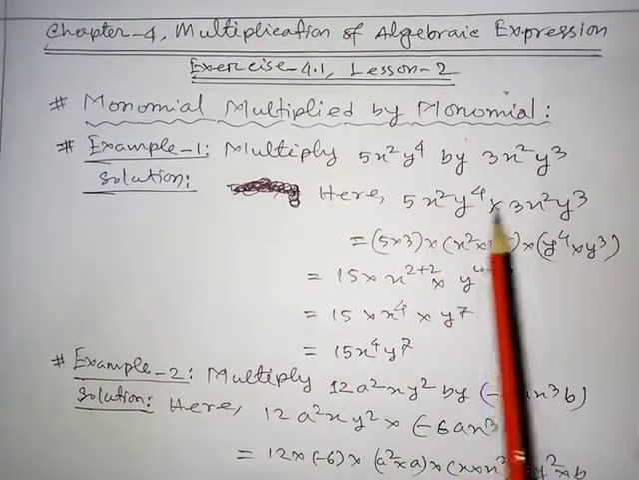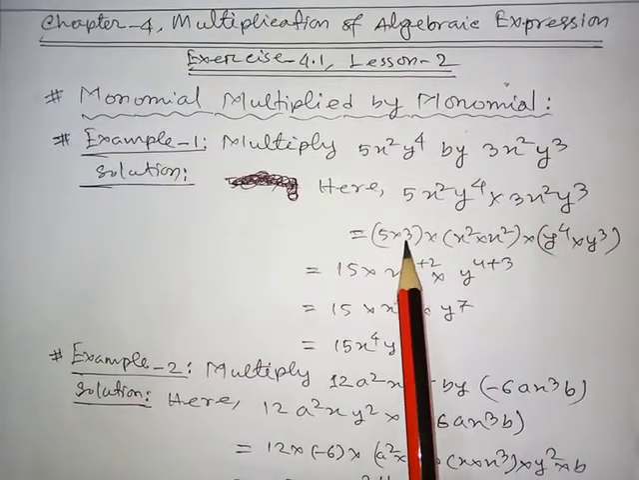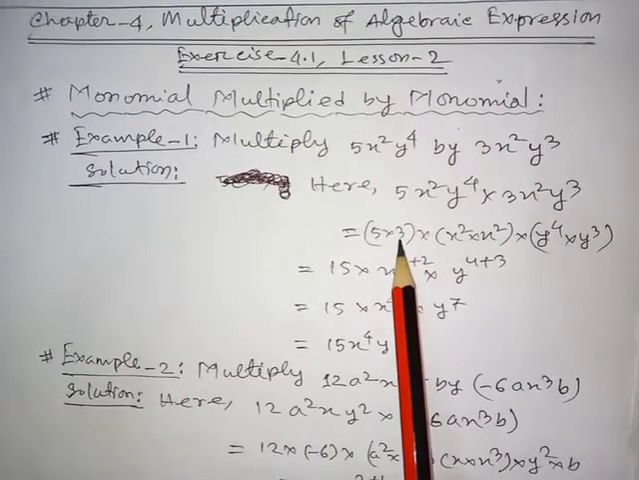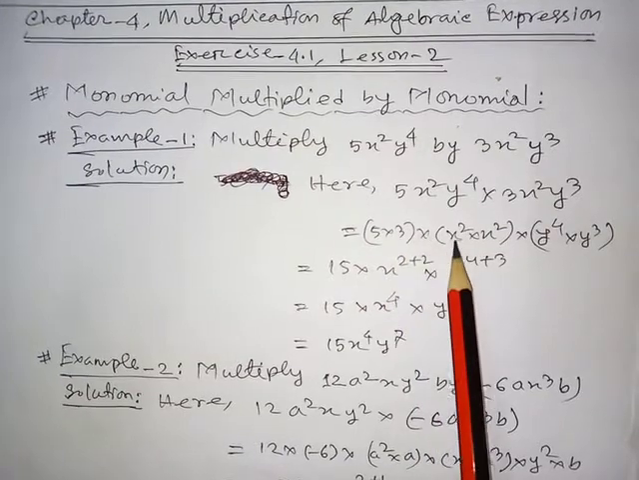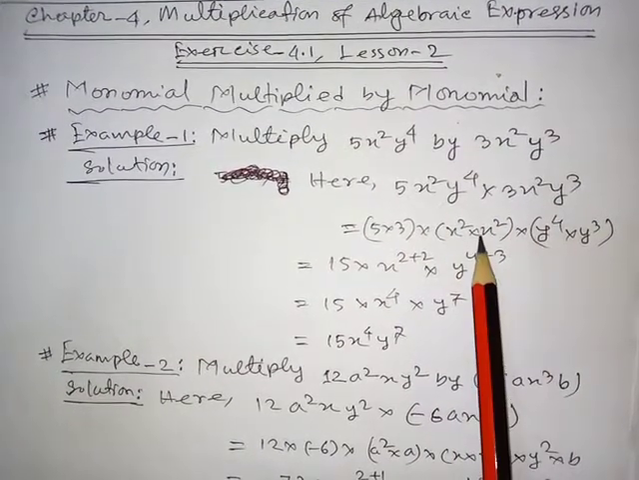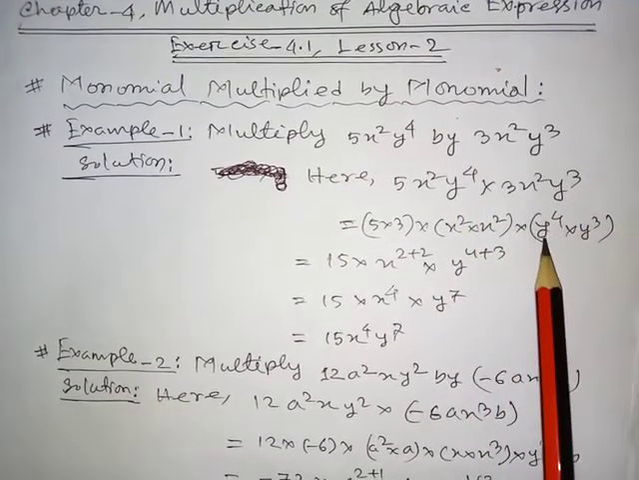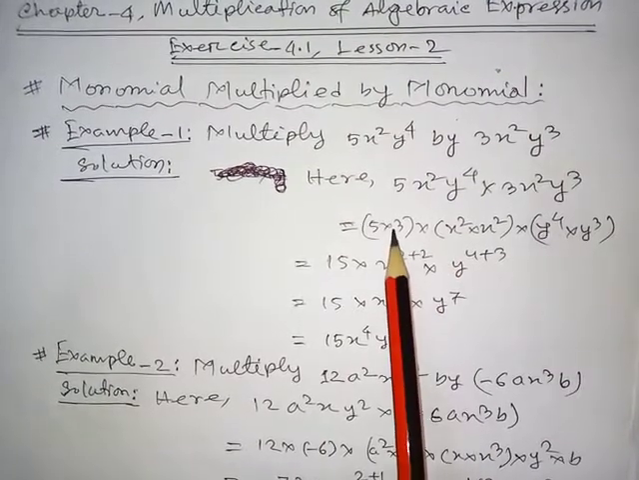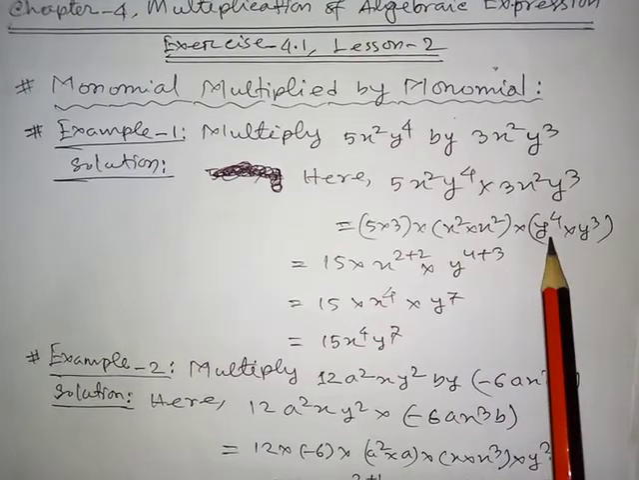Look here, these multiplied by these. When we multiply, first we have to separate the numerical value and take it at the beginning of the multiplication. Then make a group of x. Here is x square, here is x square, so make a group of x square. Then here is y4, here is y4, so make another group of y. So then we have a group of numerical values, a group of x variable, and a group of y variable.